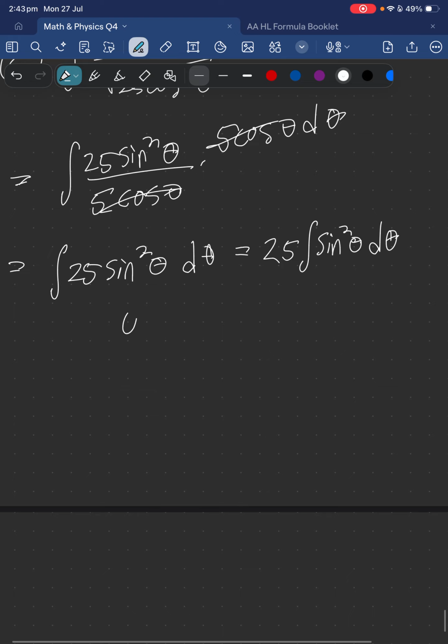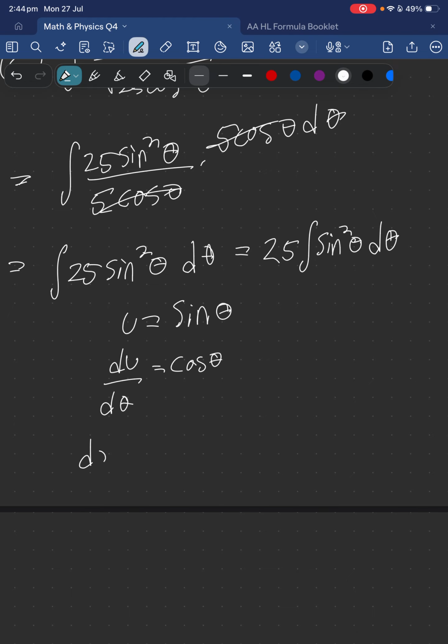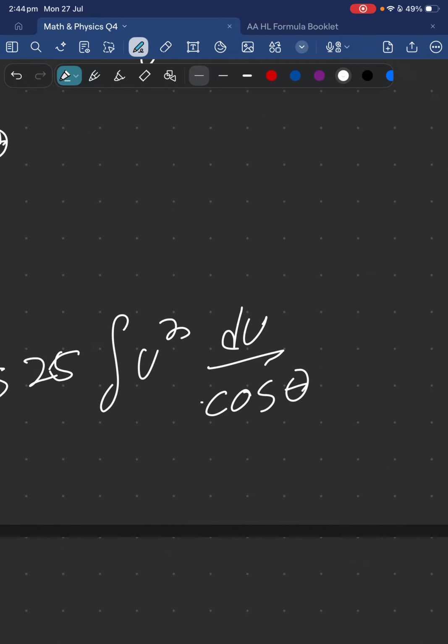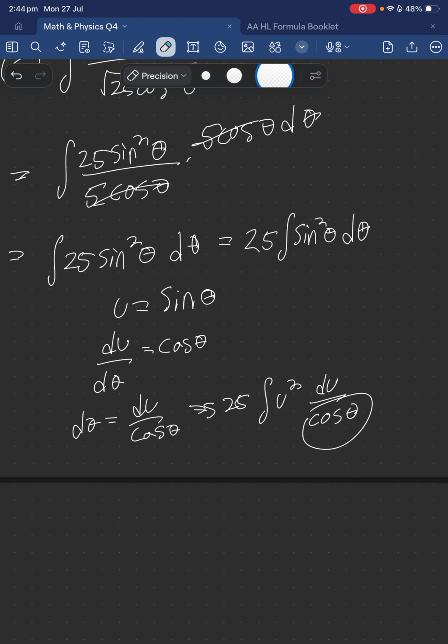I will show you why u substitution is wrong. Say u is equal to sine theta, right? du over d theta is cosine theta. So d theta is, hold up, let me solve this. d theta is du over cosine theta. And if we put that back in, we get 25 times u squared du over cosine theta. The question is, how are we going to solve an integral like this if we've still got this cosine of theta? We can't cancel that with anything, so u substitution does not hold.